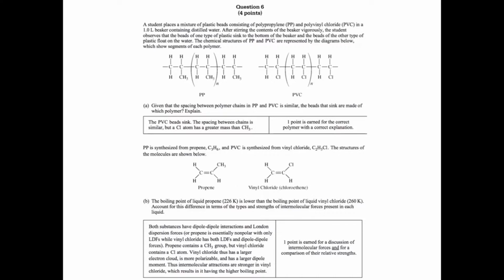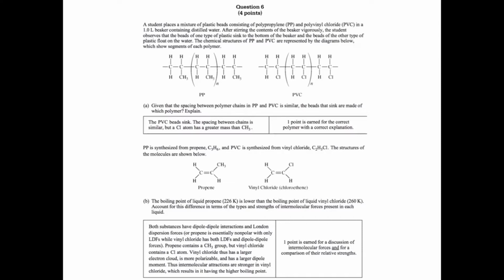If you think propene is polar, then you can say both of them have dipole-dipole attractions and London dispersion forces. However, since propene has a CH3 group while vinyl chloride has a Cl, since Cl has more electrons, that means the vinyl chloride is going to be more polarizable, and therefore the intermolecular attraction is going to be stronger. Or if you said that propene was nonpolar, then it only has London dispersion forces, while the vinyl chloride has London dispersion forces and dipole-dipole forces. Therefore, it's going to have a higher boiling point because it has dipole-dipole forces, which are stronger.